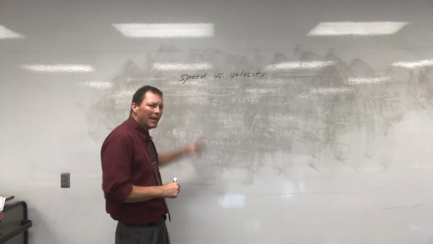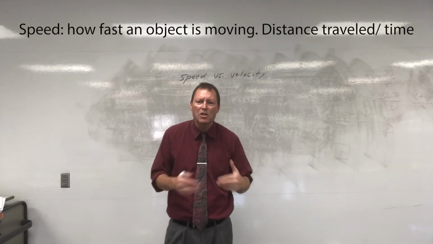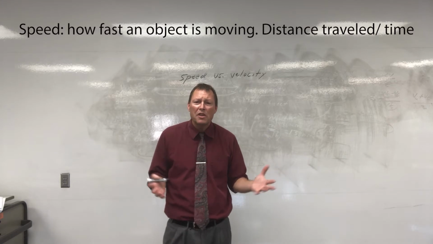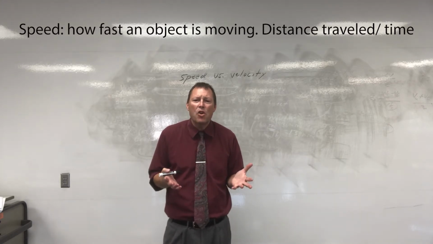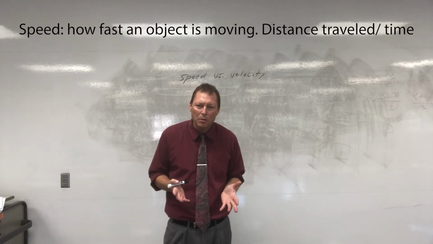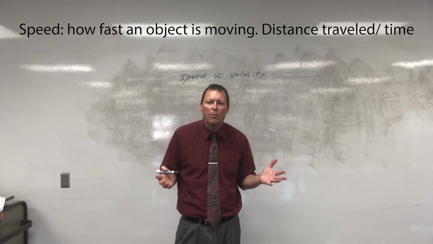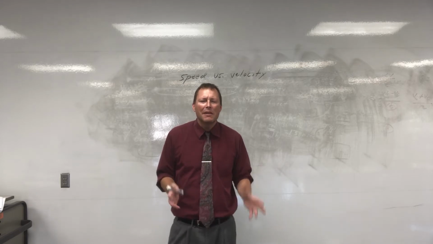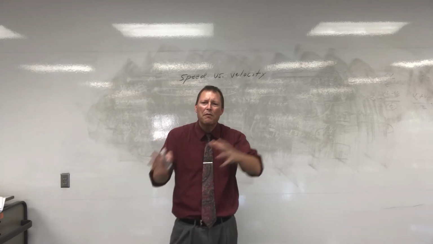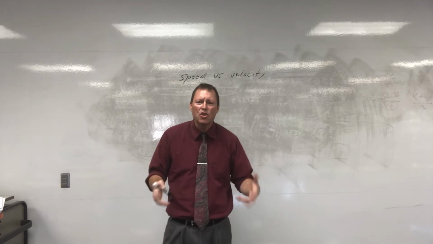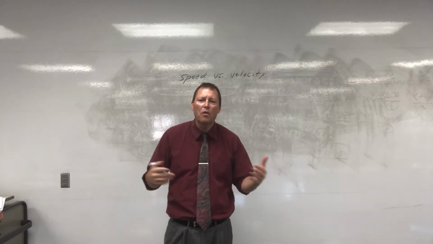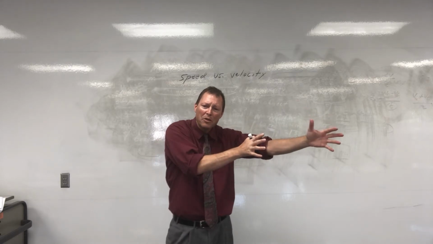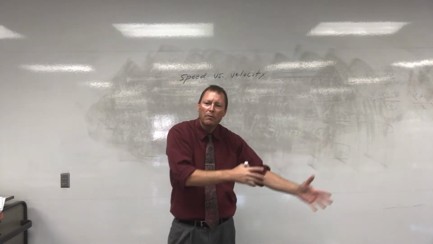So speed, a lot of people are familiar with speed, right? Because of a speedometer on their car or their bicycle. And usually that is represented by just a number, just a magnitude. So for example, 5 miles per hour. What does that mean? That means an object is traveling 5 miles each and every hour. That's what it means to go 5 miles per hour. You are traveling 5 miles each and every hour.